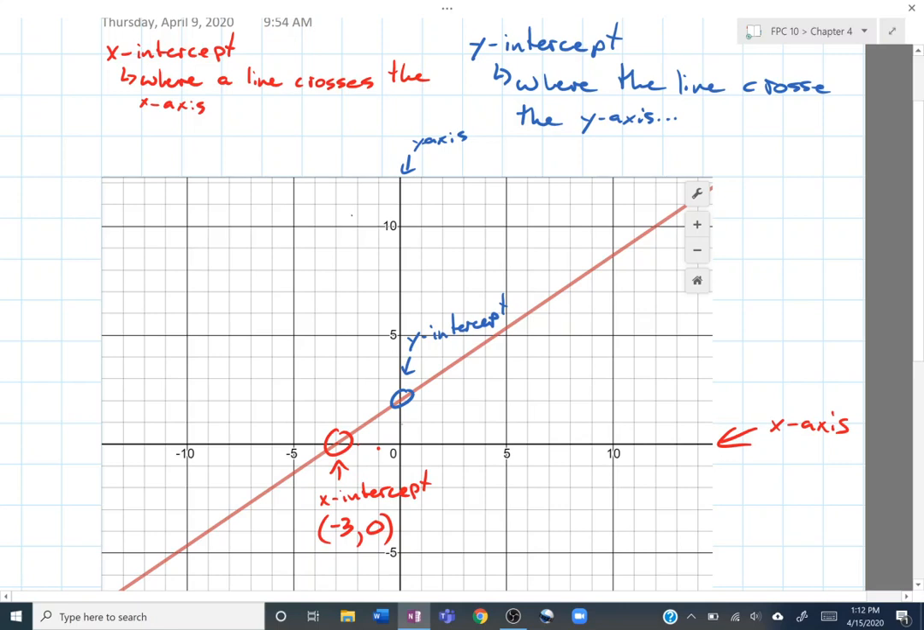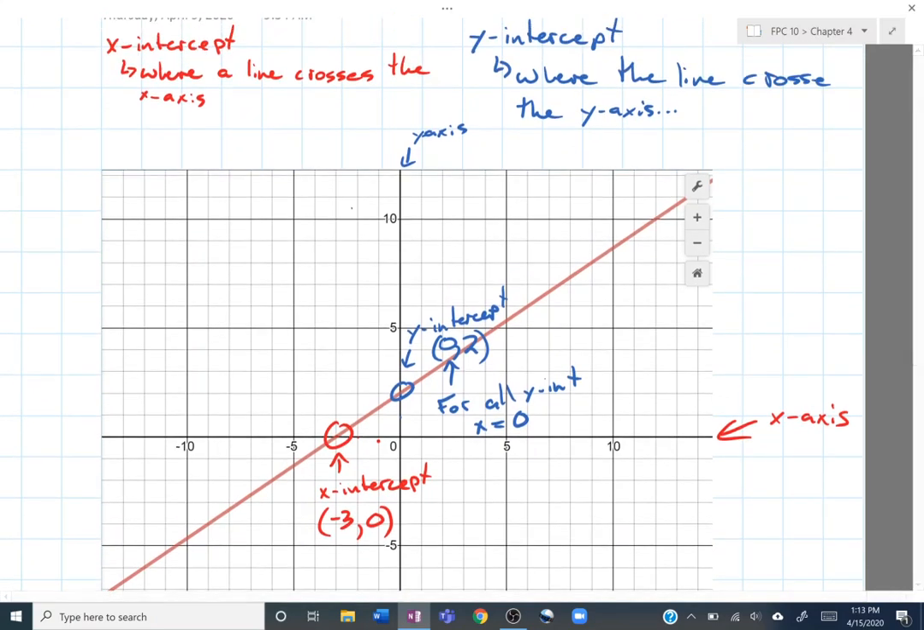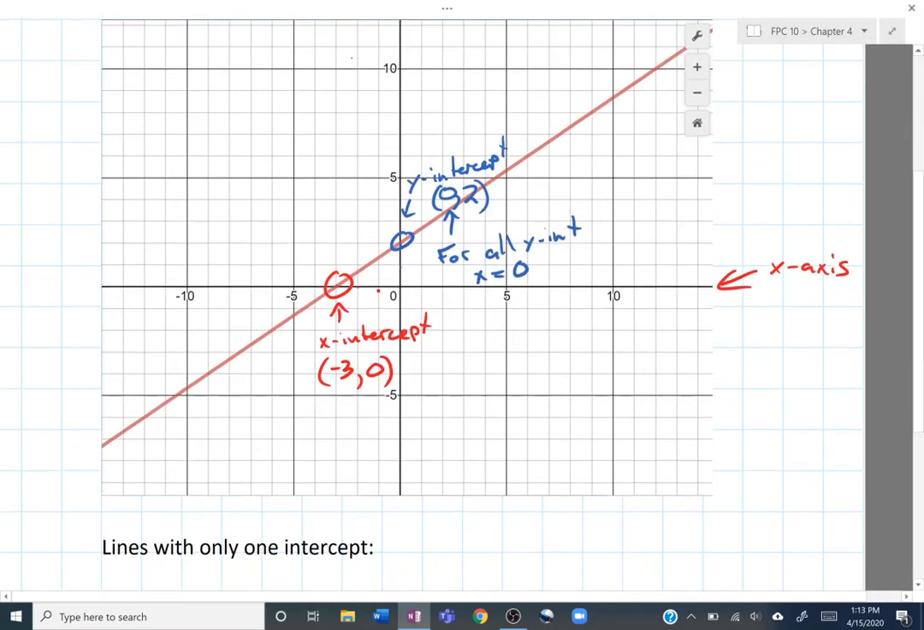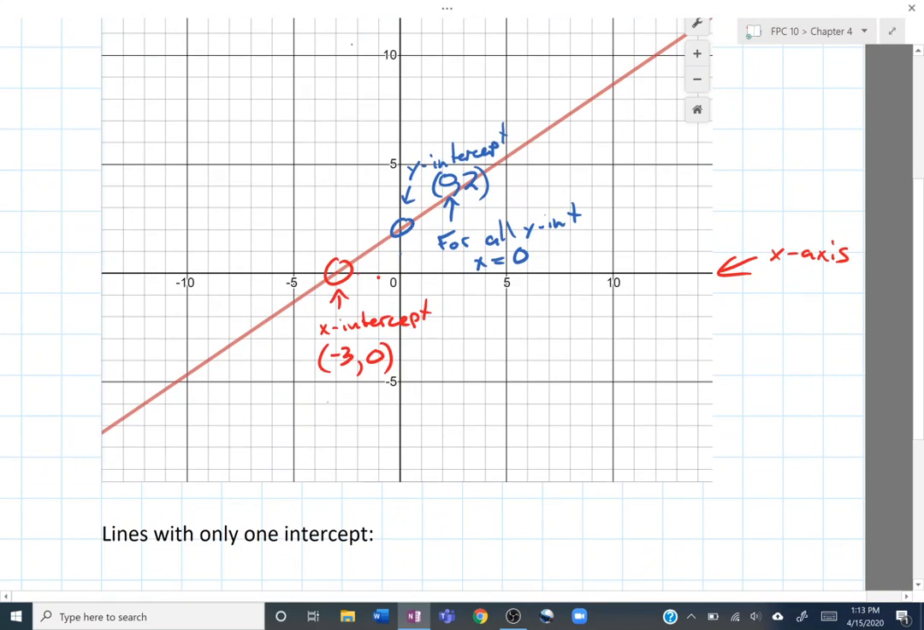And it's at the point up 2, and it's left and right 0. So this is at the point 0, 2 is where our y-intercept is. So notice how on this one, and for all y-intercepts, my x will be 0, because if I'm crossing that axis, my x value is always going to be 0. And similarly, for our x-intercept, our y will always be 0.